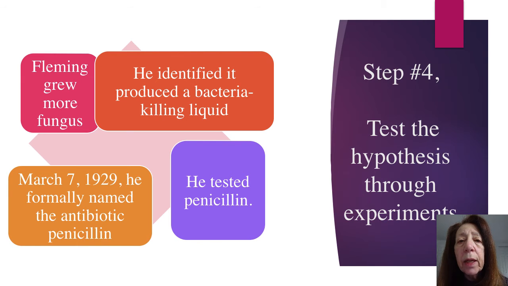Certain kinds of bacteria or mold formed a film or ate other kinds of bacteria, and he realized that this was a good thing after many years of testing. Ultimately, he found this antibiotic against the bacteria. He named it penicillin, but this was after testing, step 4.